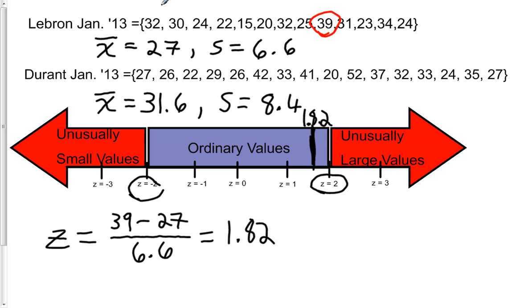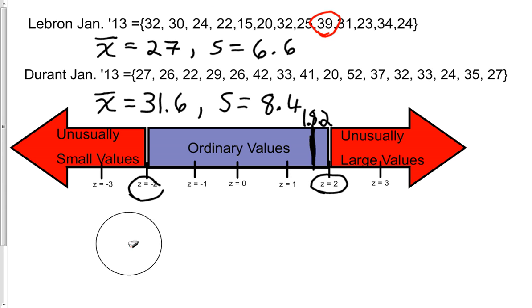Let's go ahead and do the same thing for Kevin Durant. Let's get rid of this one for LeBron. Let's do the same for Kevin Durant. So for Kevin Durant, I'm going to look at his highest output for points in the month of January, 52 points. And I'm going to see how unusual or ordinary that is. So let's see.